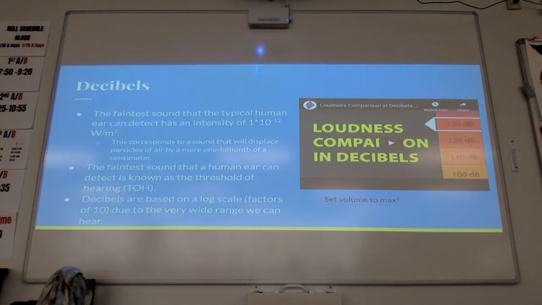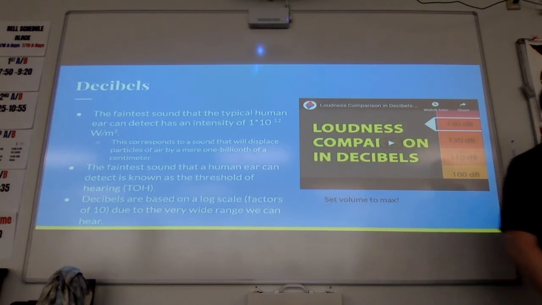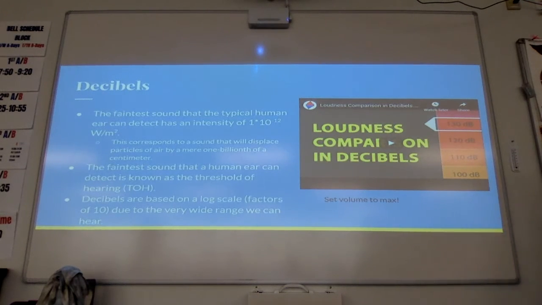And decibels are going to be based on a logarithmic scale, so factors of 10, due to the really wide range we can hear. So we took what we can hear in terms of volume, and we adjusted it via a scale to make sure that we could fit it all in. And what that means, I'll talk about in a second. But here's an example of decibels. So, loudness comparison.